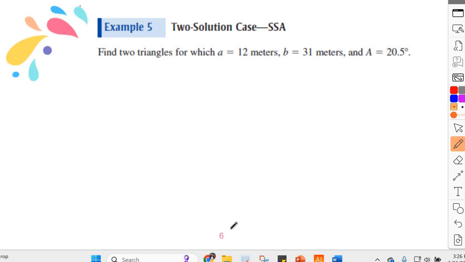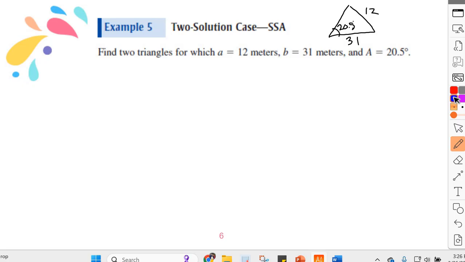So for our two solution case, we're going to start out very similarly to how we started before. Are we okay with that? I'm going to draw my triangle here this time, just because it doesn't really change all that much, so we don't need it super big. So we have 20.5 degrees, 12, and 31. So again, just like the last two, what do we want to start by solving for?